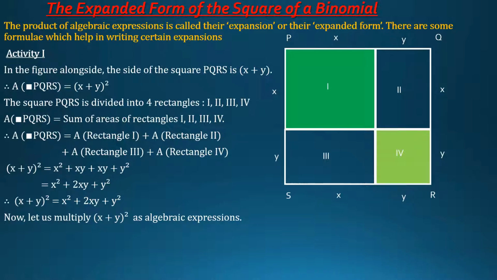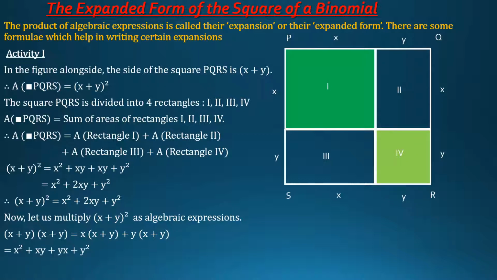Now let us multiply x plus y the whole square as an algebraic expression. x plus y into x plus y. When we multiply two expressions, we keep the second bracket as constant and multiply each term from the first bracket with the second bracket. So we keep x plus y, that is the second bracket, as constant and multiply each term of the first bracket with the second bracket, which will be equal to x into x plus y plus y into x plus y. Let us simplify it further.